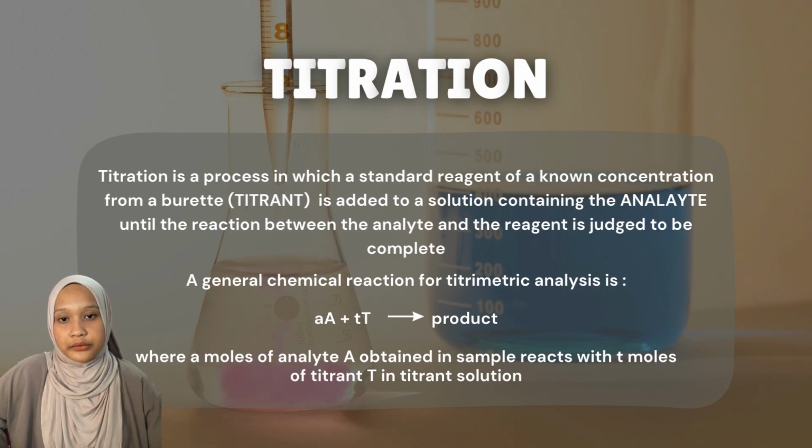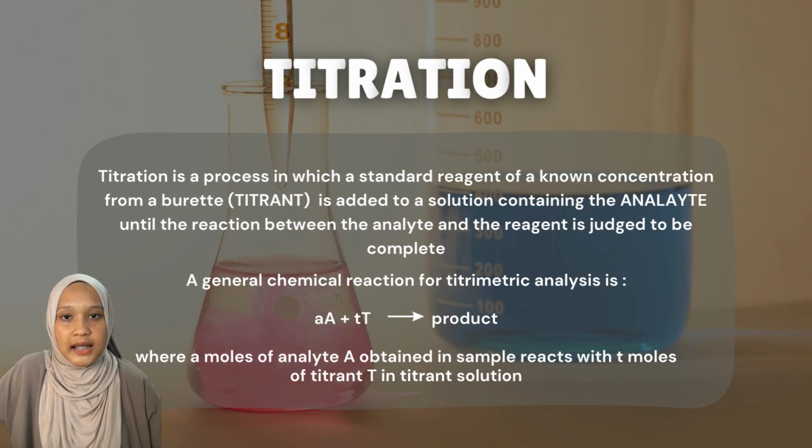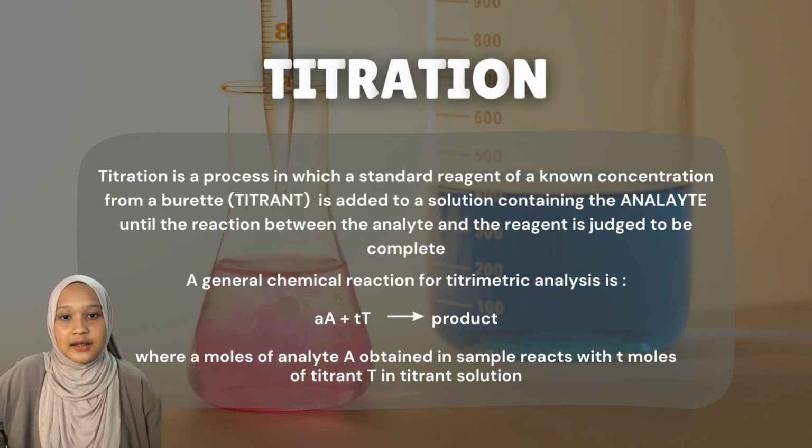First, we talk about titration. Titration is a process in which a standard reagent of known concentration from a burette, which is the titrant, is added to a solution containing the analyte until the reaction between the analyte and the reagent is judged to be complete. A general chemical reaction for titrimetric analysis is aA + tT produces a product, where a moles of analyte A in the sample react with t moles of titrant T in the titrant solution.